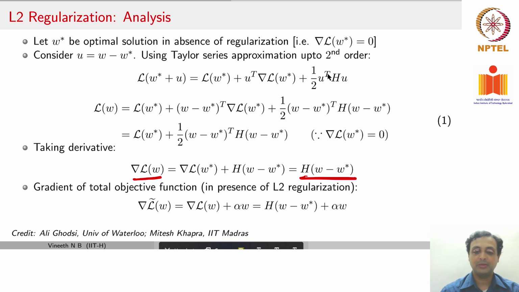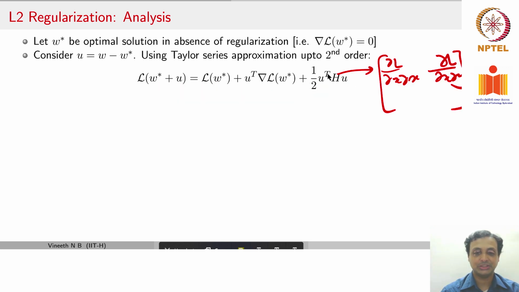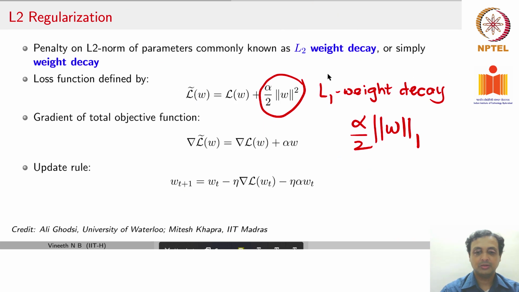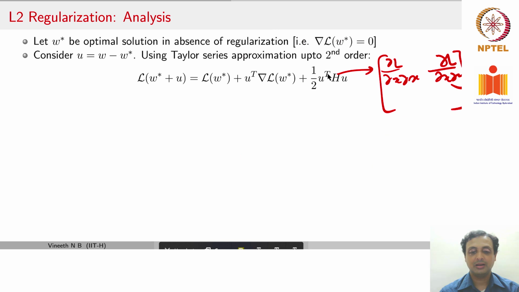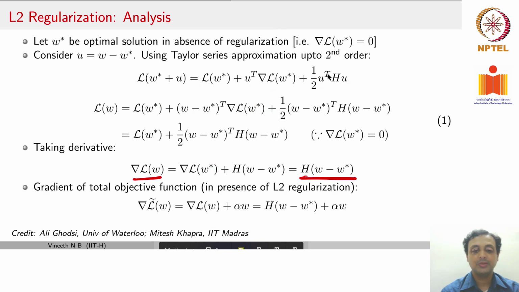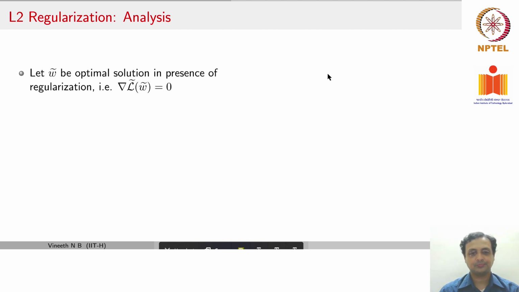Going back to this equation that we had on the previous slide, let's write that out now here. Grad of L tilde (W) is equal to grad of L(W) plus alpha W. That's what we saw earlier. And grad of L(W) can now be written as H of (W minus W star) plus alpha W. Why all this? What do we want to do with this?